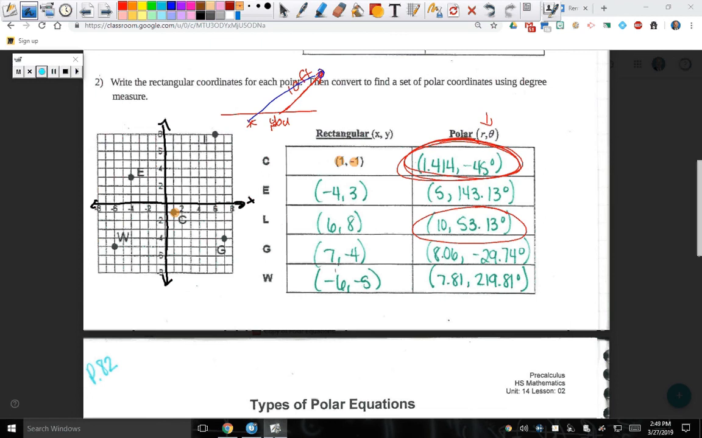I'll take 2 points off probably. So just make sure that you're understanding position is polar, right? And vectors are that line that you travel.